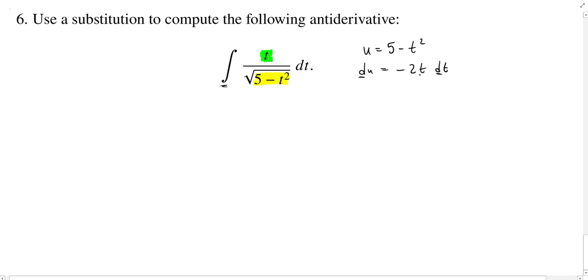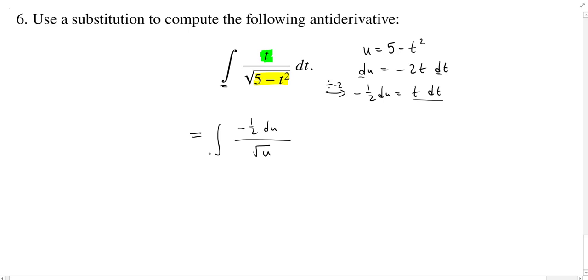Okay, now, we don't have negative 2t dt. We have t dt. But we could get t dt out of this, so let's just divide by negative 2. If I divide by negative 2, I'll have negative a half du equals t dt. All right, so now I can rewrite my antiderivative. First, there's this root 5 minus t squared that just becomes root u. And then t dt, that's here on the right, that becomes negative 1/2 du.